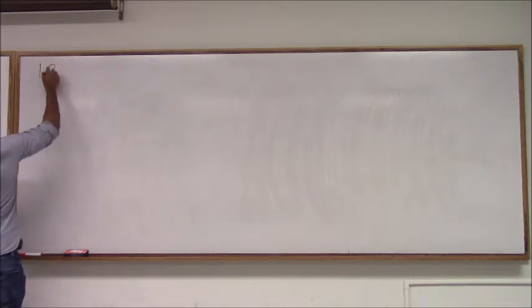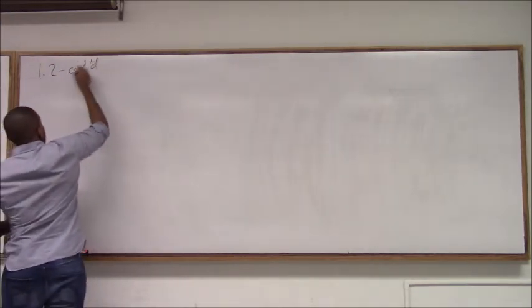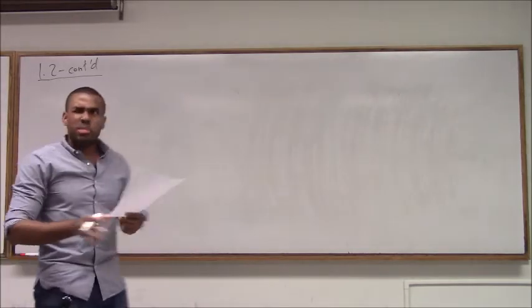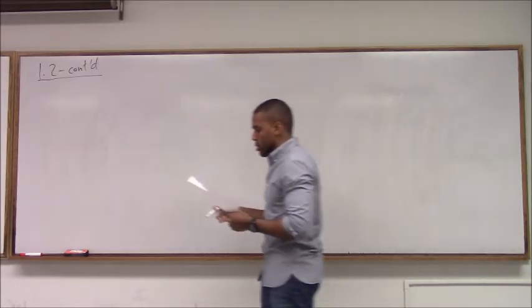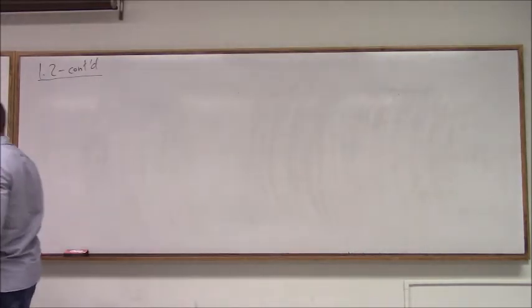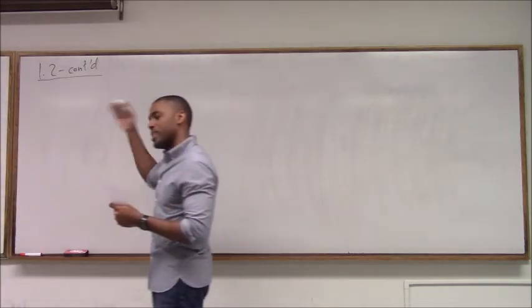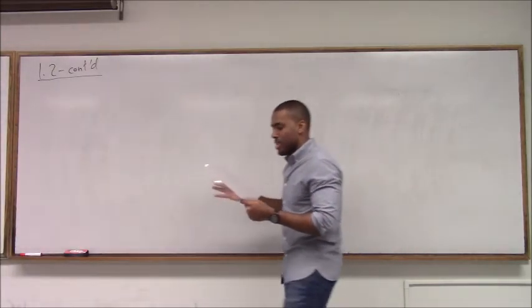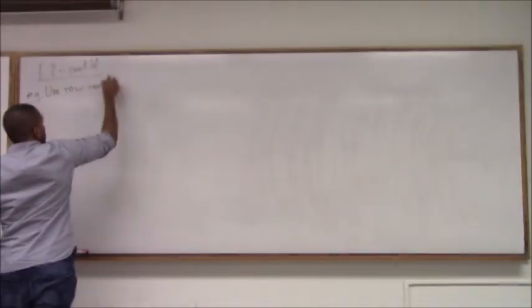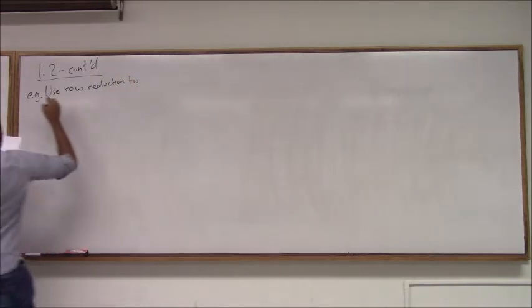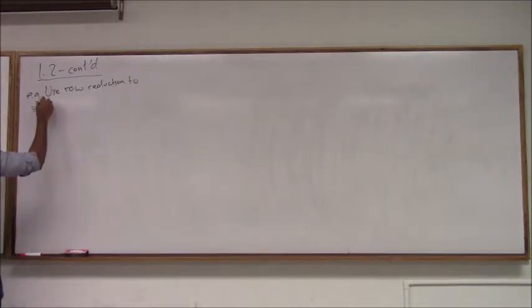So we're still in 1.2, and I kind of want to explain in detail the logic behind the process you're going to do, so I don't know if you can get through all these examples. There are 3 different situations, so I'm going to give you 3 different examples. Use row reduction to solve the following.